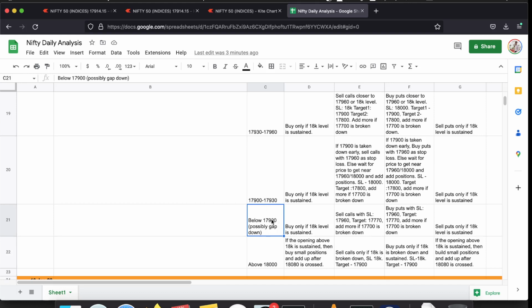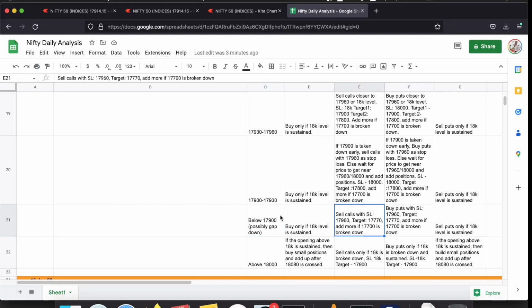So in case Nifty breaks down the 17,900 support and opens as a gap down, then obviously don't initiate any long positions, because Nifty has taken down a support level, and it can be a strong bearish move. So in that case, sell calls with 17,960 as a stop loss, with a target of 17,770. And if 17,700 is broken down, you can add more positions. You can either buy puts or sell calls.